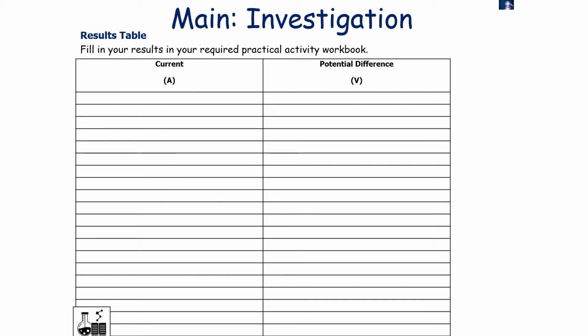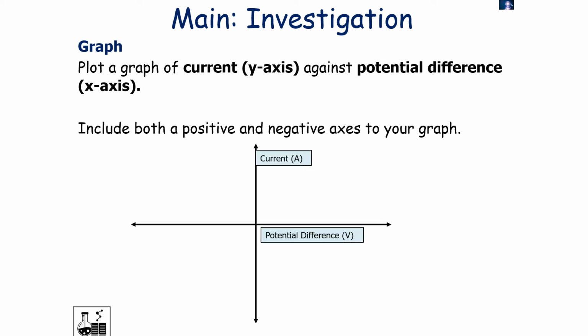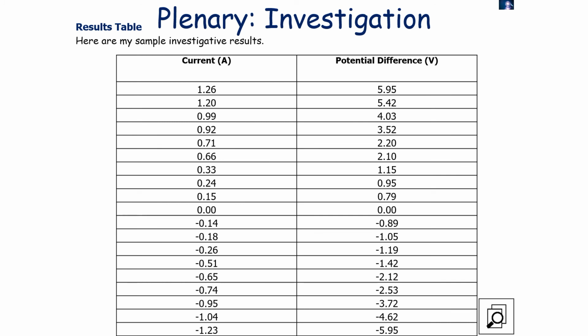So you then fill in the results table as follows, with current measured in amps and potential difference measured in volts. You then plot a graph of current on the y-axis and potential difference on the x-axis, including both positive and negative axes to your graph, so it looks something like so. Now here you can see a set of sample investigative results.